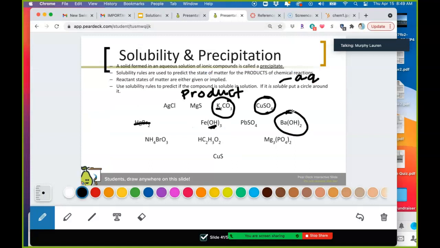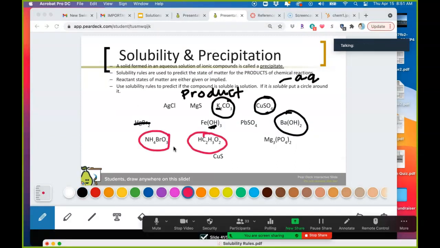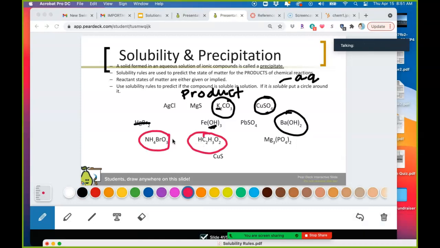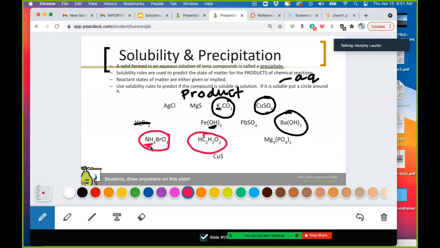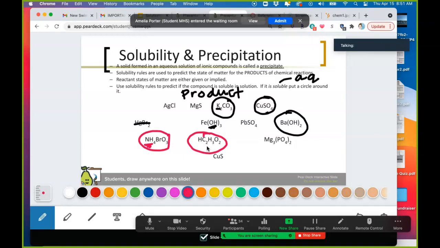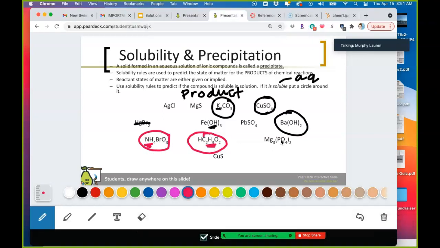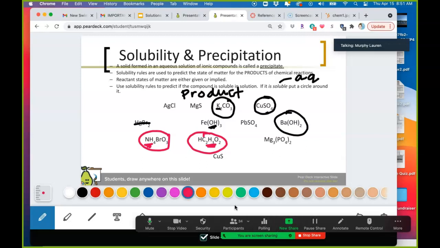I'd like you to try to finish the rest with your solubility rules. So these should have been the only two that you picked. Ammonium is always soluble, and acetate is also always soluble. Phosphates are insoluble, and magnesium is not an exception. And sulfides are also insoluble, and copper is not an exception.